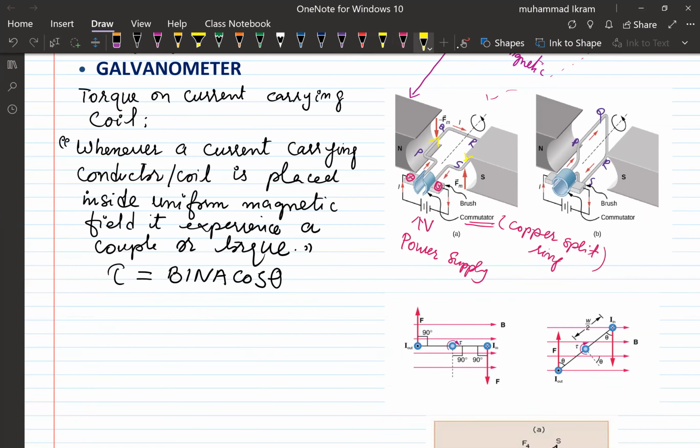Now you know that there is force on a current carrying conductor, right? If you remember, in the previous topic I told you about the force on a current carrying conductor. This force is according to Fleming's left hand rule. Look at the sides of the coil. For example, how many sides do we have? We have side one, side two, side three, and side four, as you see.